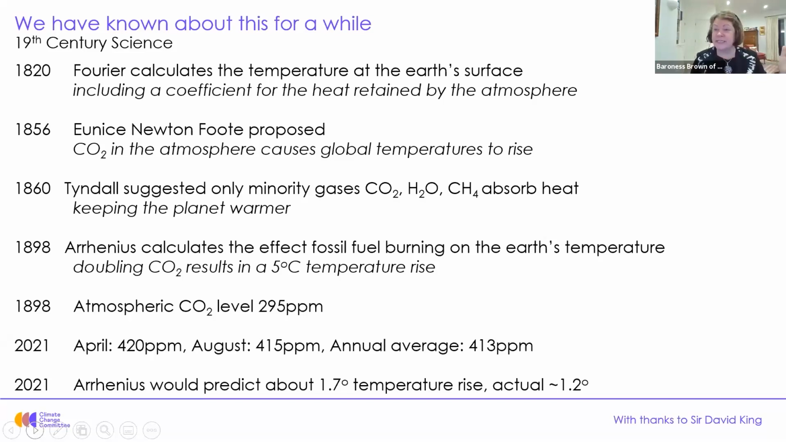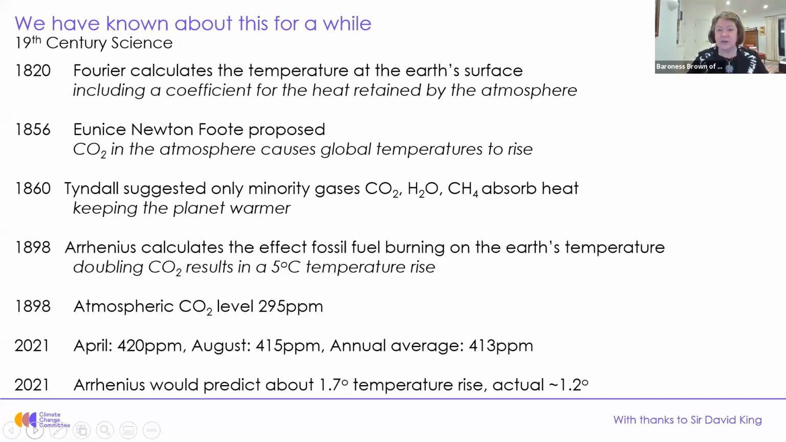In 1856, and it's nice to see a woman featuring on this list, an American woman scientist and women's rights activist actually observed that it was CO2 in the atmosphere that was causing global temperatures to rise. Now, this piece of work is normally accredited to Tyndall because he published something about this, showing that it was the minority gases, things we now call the greenhouse gases, that absorb heat, and these gases are present in small quantities, parts per million, for example, of CO2 in the atmosphere. And it's only certain gases in the atmosphere that act in this way to keep the planet warmer.